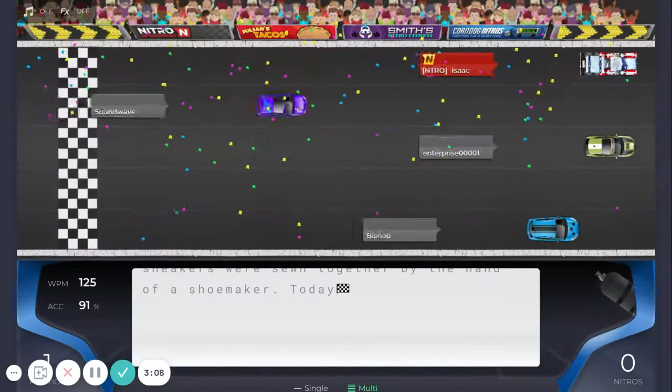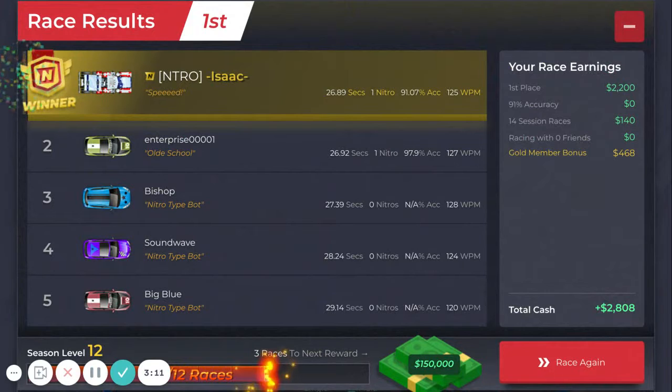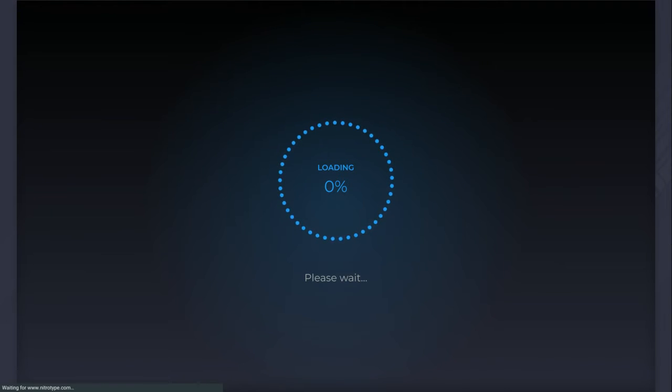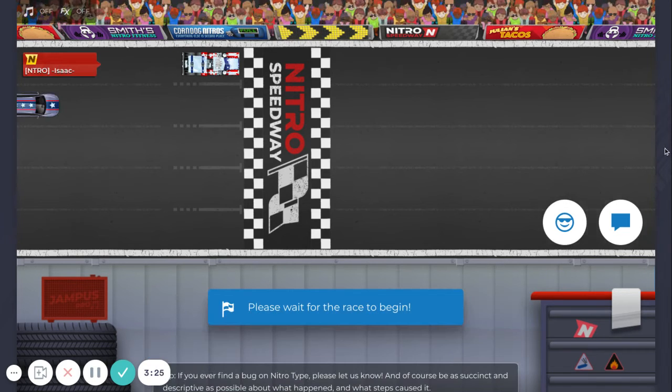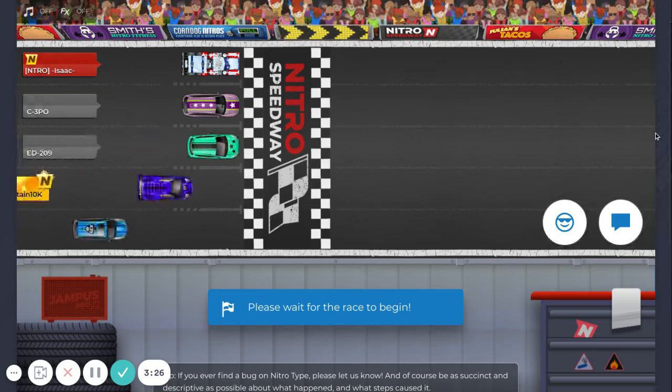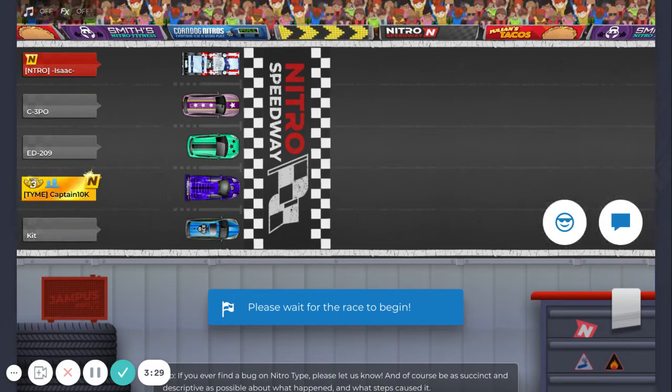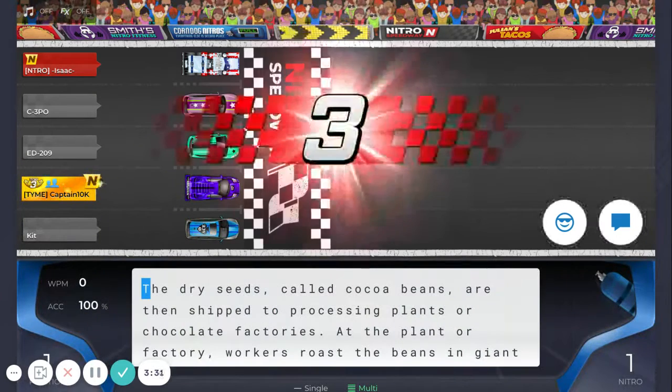Second race was decent, 125 words per minute, 91% accuracy. Not bad. I think we'll do one more race. So far it's going decent. It could be better, it could be worse. This is the mode I typically race on, so I'm more used to this mode though. So we'll see how I do when I switch to single line.